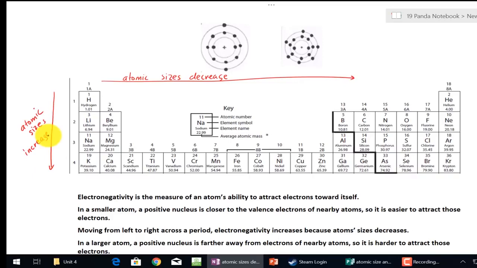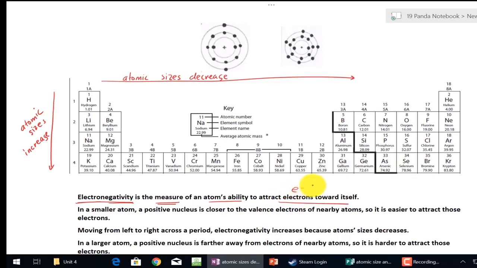Now we are going to look at the sizes of atoms to determine other trends. In this case, we are going to look at something called electronegativity. And that's how you say electronegativity. Well, what is electronegativity? It is the measure of an atom's ability. That means, what is that atom's ability to do what? Well, think about negativity. What is negative? Electron. So it is to attract the negative electron toward itself.